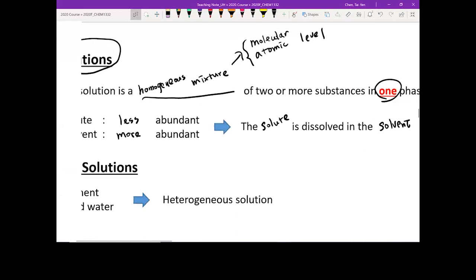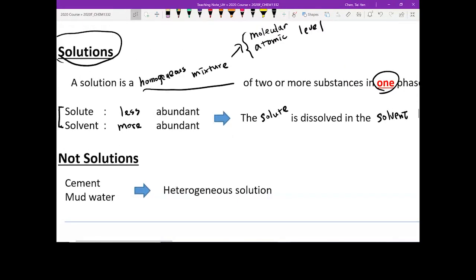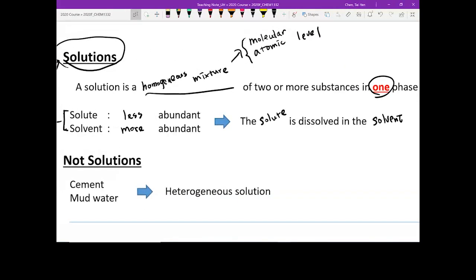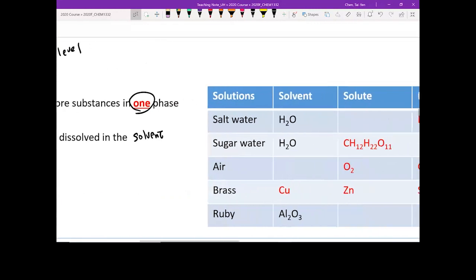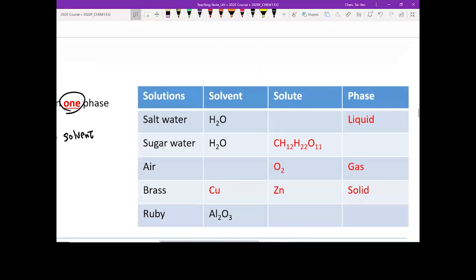So that's how we define solutions. The very simple definition is you have your solute, you have your solvent, you blend them together, and they form a homogeneous mixture at the molecular or atomic level. We call it a solution. So, examples of solutions. Hope this will give you a better idea.